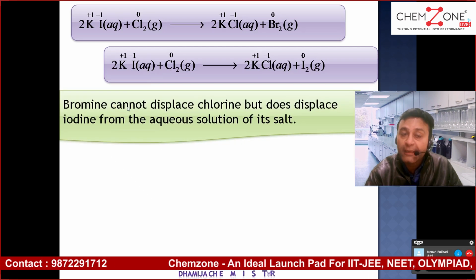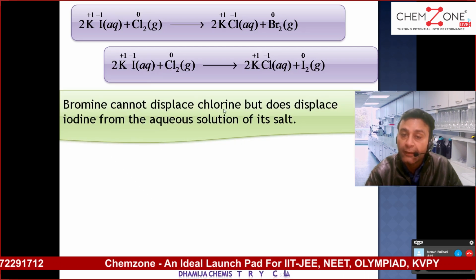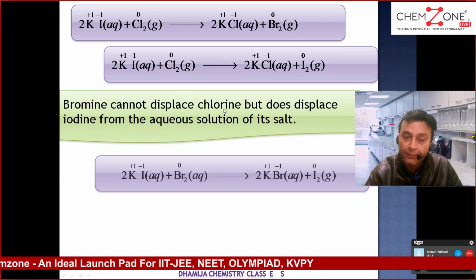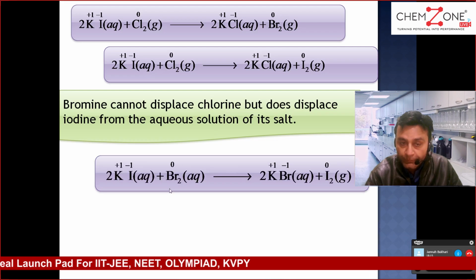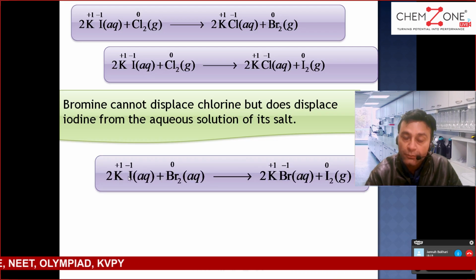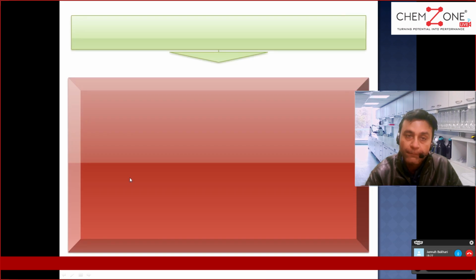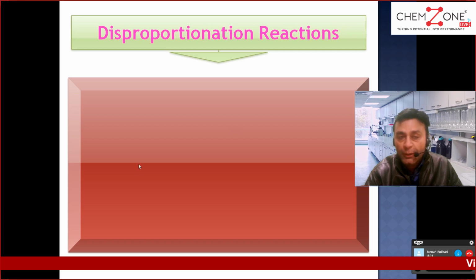But bromine cannot displace chlorine, but does displace iodine from its salt solution. Let us see this example here. Bromine, of course, is more reactive as compared to iodine, right? So this reaction is possible. Am I clear?